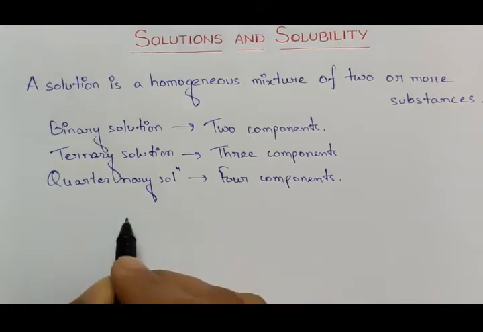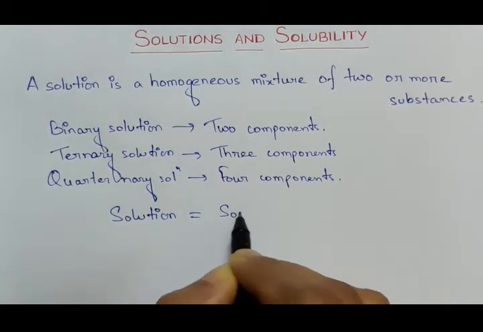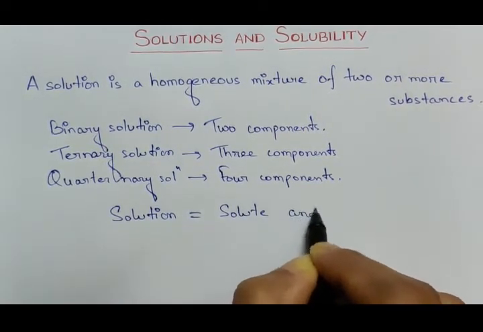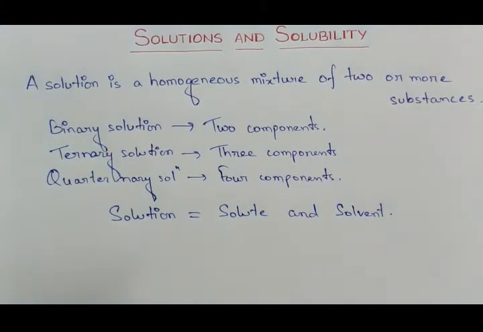So simply we can write that a solution is made up of solute and solvent. Okay, so what do these two terms mean? What is solute and what is solvent? See, in a particular solution, the substance which is dissolved is called the solute, and the substance in which the solute is dissolved is called the solvent. So let's take an example.